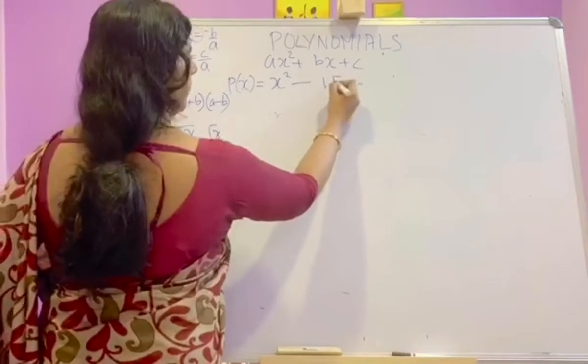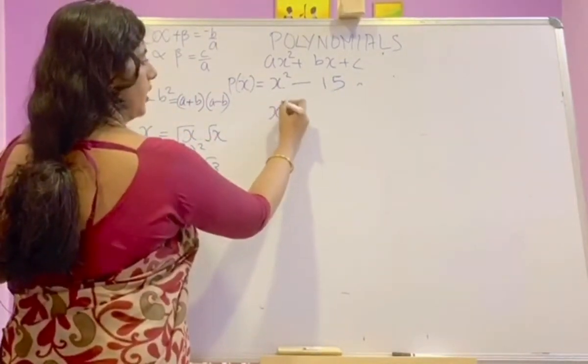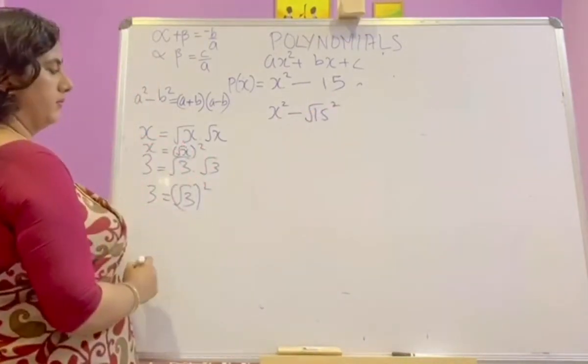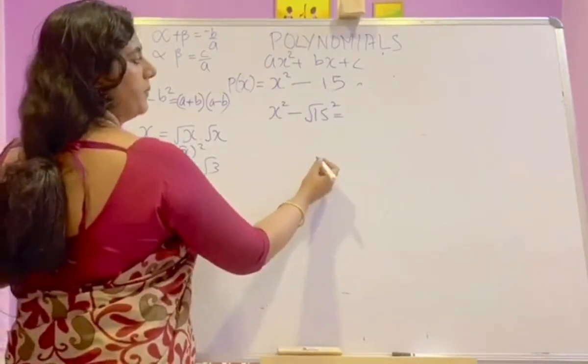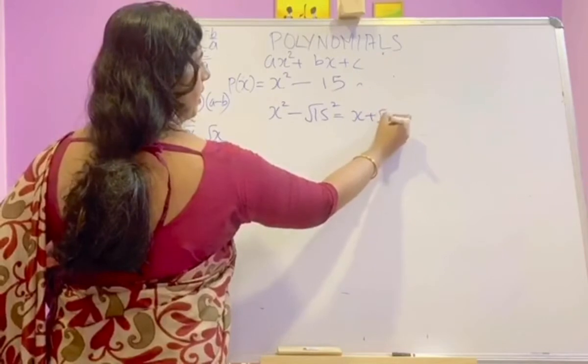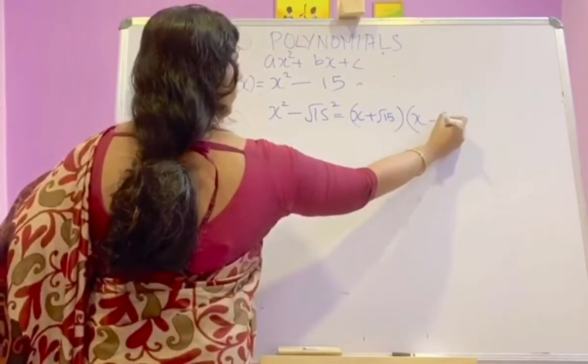Square minus 15. Again, we can rewrite it as x square minus root 15 square. Now, this is in the form a square minus b square. Then we will expand it as x plus root 15 into x minus root 15.